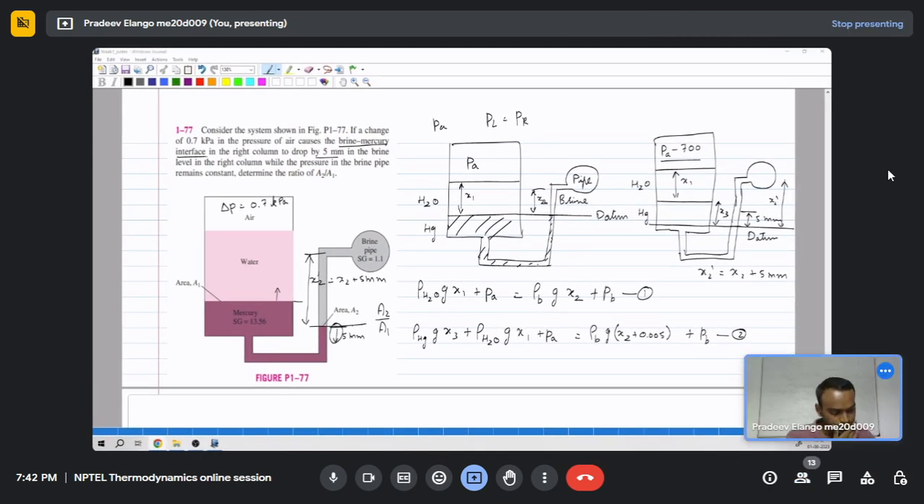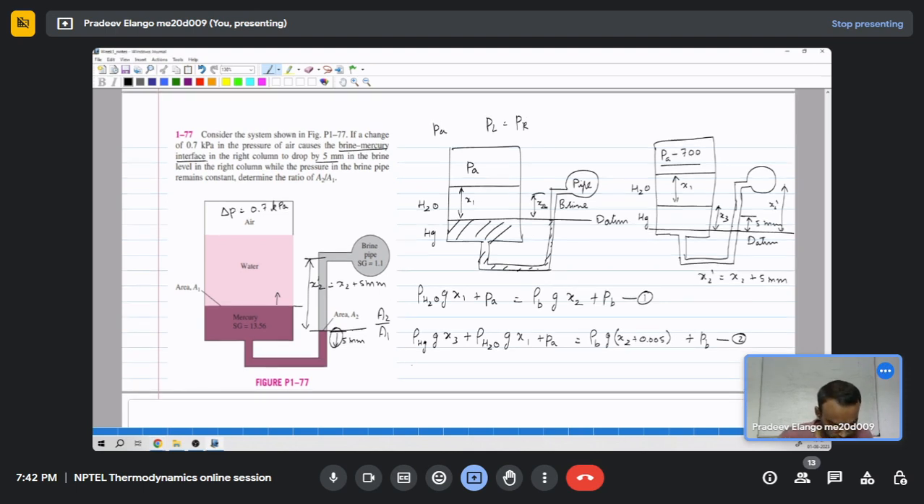So now I have two equations. I can write equation 2 minus equation 1 and find the relation between the unknowns. So now this first term, rho h g into x3, is new, and the second term gets cancelled with the first equation, and PA is also common, goes off, and on the right hand side I have rho B g. X2 is the same, so I will have only 0.005.